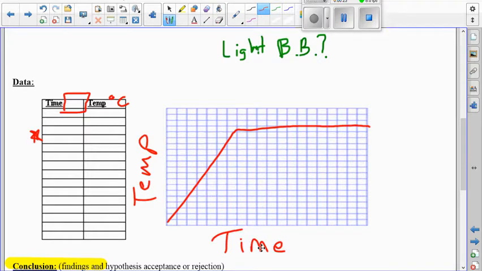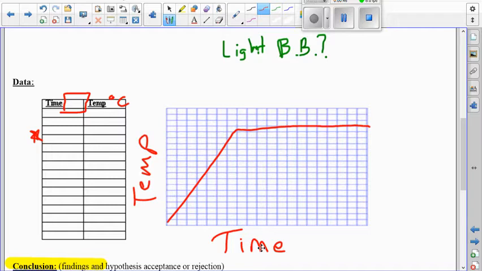Oh, let's see here, Blaine. Did you turn the flame off right here? Is that why the temperature stopped going up? Well, why did it stop going up? Yeah, we're boiling right here. And for some people this is 101, some people this is 99. But basically everyone was boiling right around 100, as they should have been.